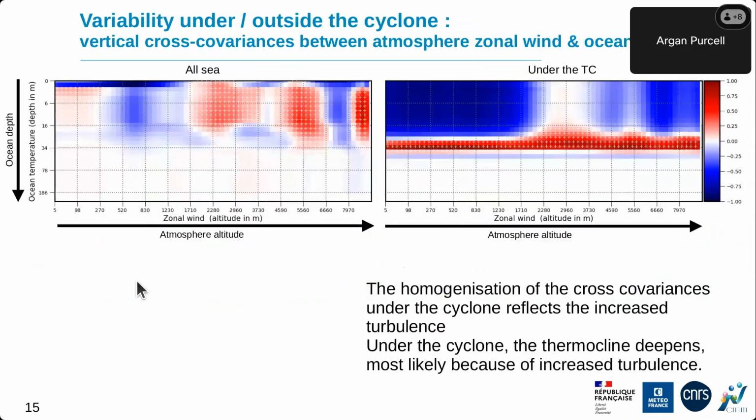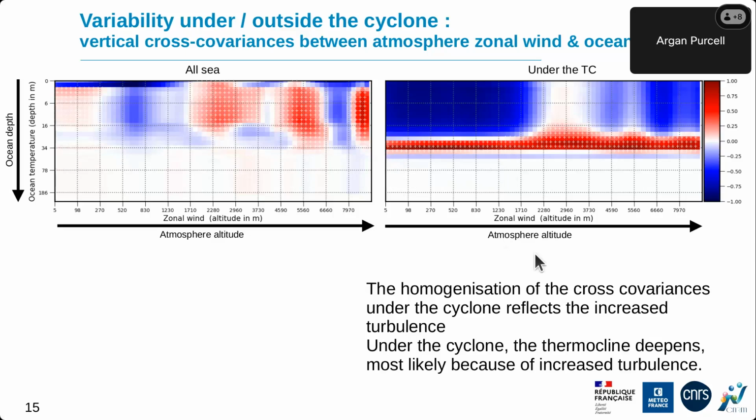So let's look at that impact, with the cross covariances here between the ocean temperature and the zonal wind. On the left, you have the whole sea, and on the right, you have only under the tropical cyclone. And what we can see is that under the tropical cyclone, we have much more homogeneous signals, which reflects the increased turbulence under the cyclone. We can also see that over the whole sea, the thermocline is about 30 meters deep, while under the cyclone, the thermocline is 2 levels below, so about 50 meters deep, which is expected under the cyclone, but we wouldn't expect to be able to see this in the background error cross covariances.